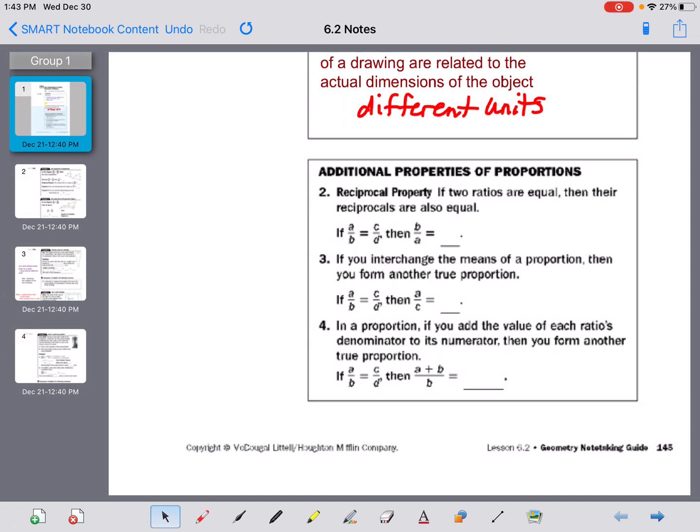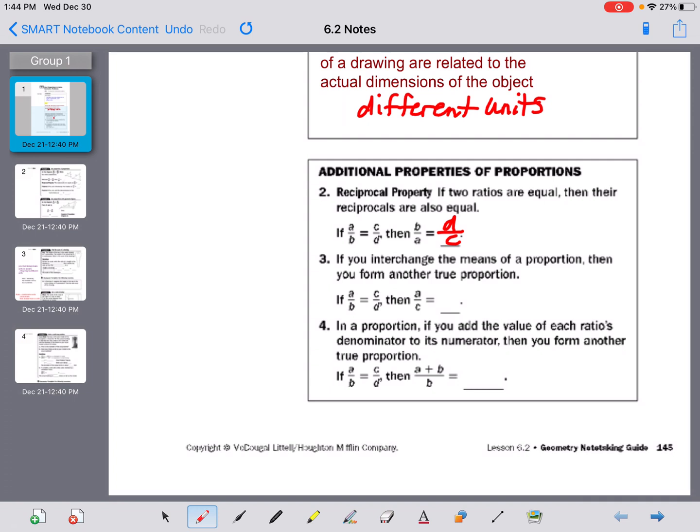Okay, so the first property we have here is called the reciprocal property. And it says if you have a proportion that's already equal, if the two ratios are equal, then their reciprocals are also equal. So if we had A over B equals C over D, then B over A is going to equal D over C. So we can just flip both of them. And we still get equal ratios, but they look different.